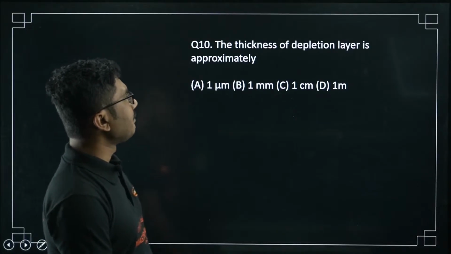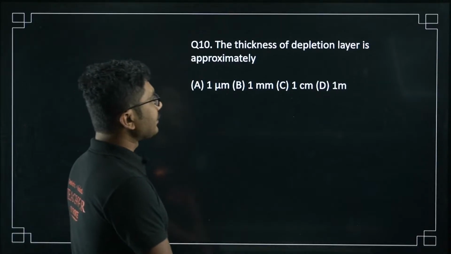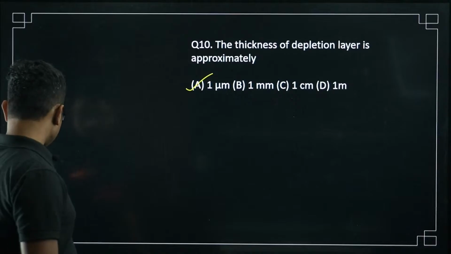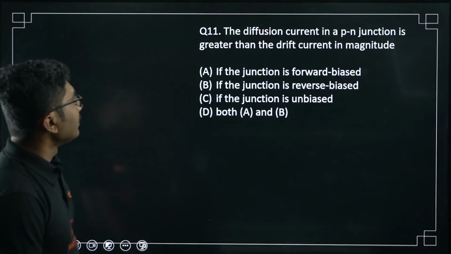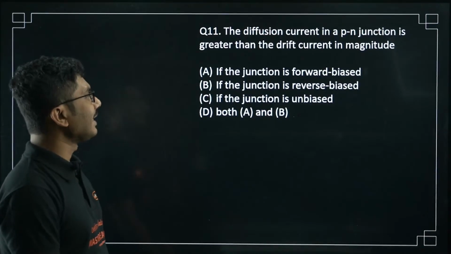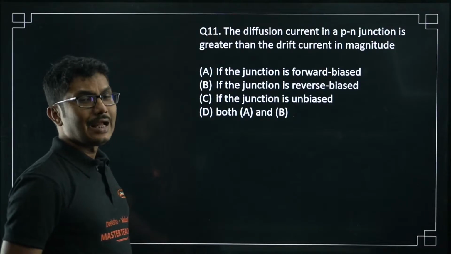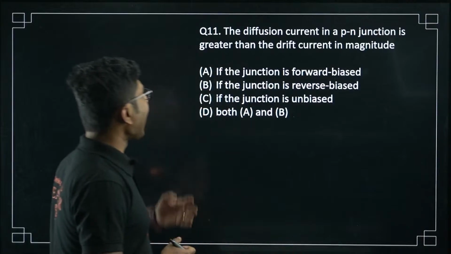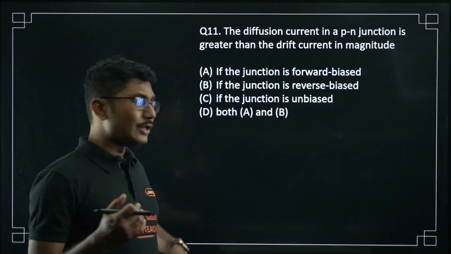The thickness of the depletion layer approximately is 1 micrometer. Okay. The diffusion current in a PN junction is greater than the drift current in magnitude. So drift current is what? Drift current is basically because of the applied electric field. Okay, and diffusion current in a PN junction is greater than the drift current.